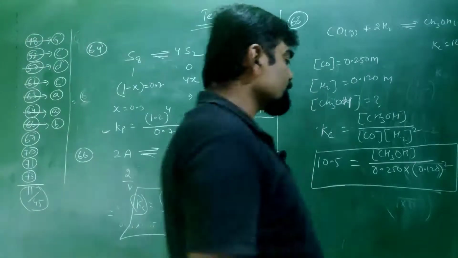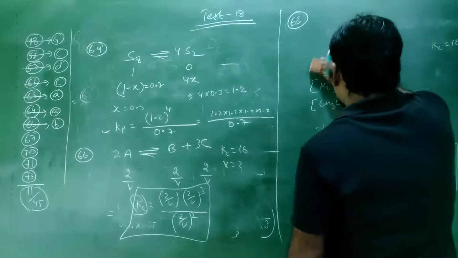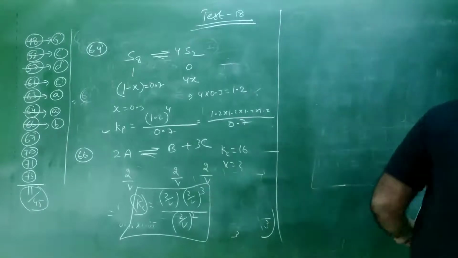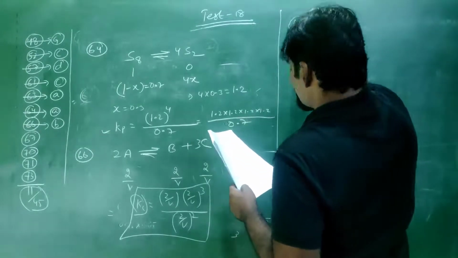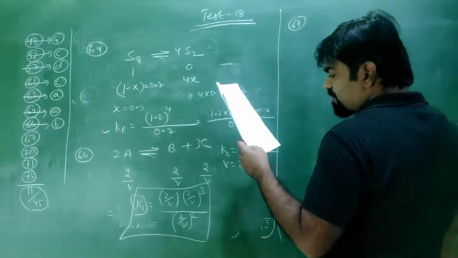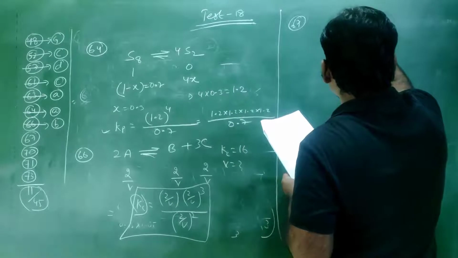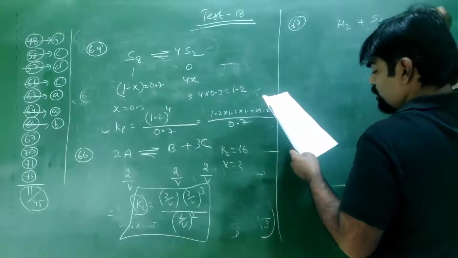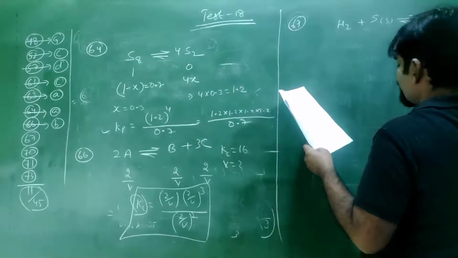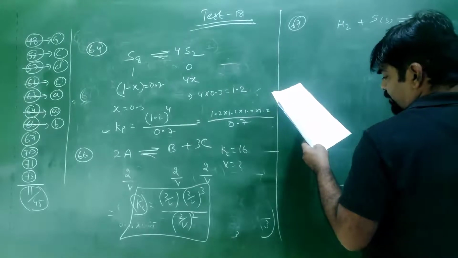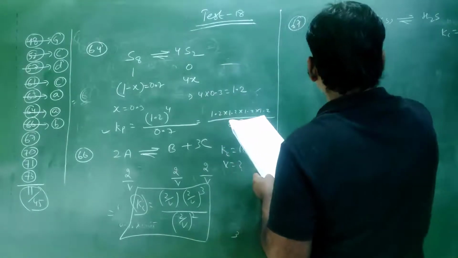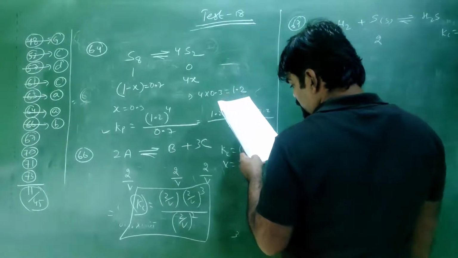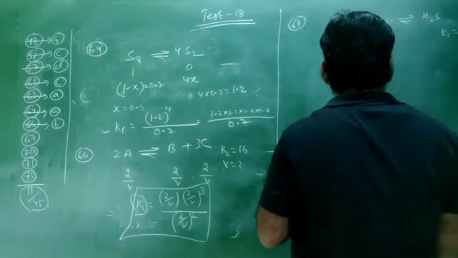Next is question number 67. At 87 degrees Celsius, the following equilibrium is established: H2 gas plus sulfur solid gives rise to H2S gas. Kc is given as 0.08. If 0.3 mole of hydrogen and 2 moles of sulfur are used in a 2 liter vessel, what will be the concentration of H2S at equilibrium?